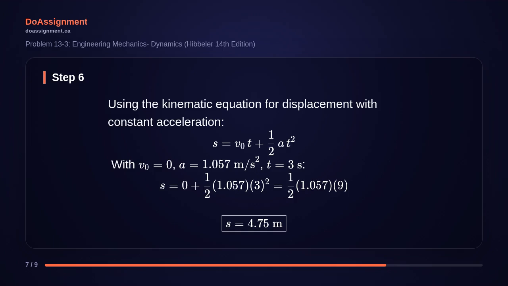For the distance, we use the displacement equation. Distance equals initial velocity times time plus 1/2 times acceleration times time squared. With 0 initial velocity, this simplifies to 1/2 times 1.57 times 9, which equals 4.75 meters.